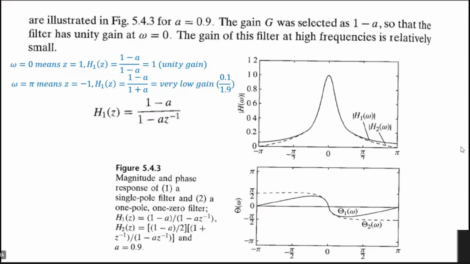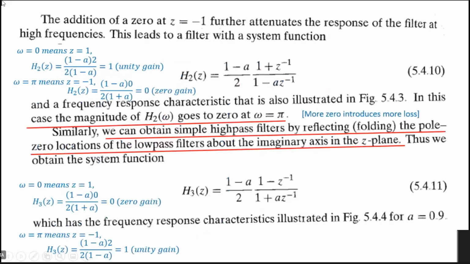It is given in the next slide. In this case we consider H2(z), having the transfer function (1 minus a) divided by 2 into (1 plus z inverse), adding one zero, and there is the same term in the denominator, that is 1 minus a z inverse. We are just adding one zero here and slightly changing the gain. So what are the gains for different frequencies?